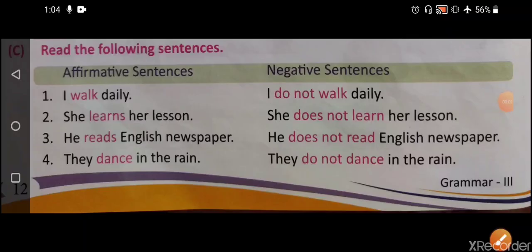Coming on to the third one, read the following sentences. I walk daily. I do not walk daily. She learns her lesson. She does not learn her lesson. He reads English newspaper. He does not read English newspaper. They dance in the rain. They do not dance in the rain.